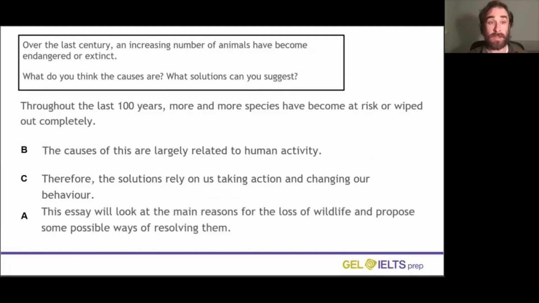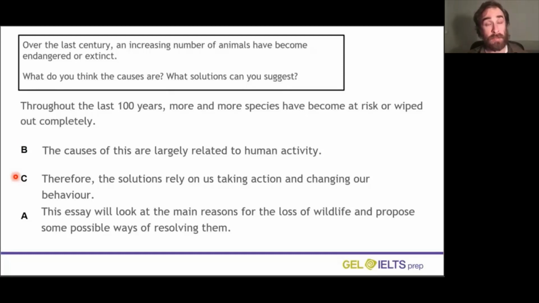The correct order is B, C, A. So again, that first sentence, throughout the last 100 years, more and more species have become at risk or wiped out completely. This is paraphrasing the question and establishing some background. The causes of this are largely related to human activity. This is a reference to the causes that we're going to talk about in our essay, which will be caused by human activity. C, therefore, the solutions rely on us taking action and changing our behaviour.